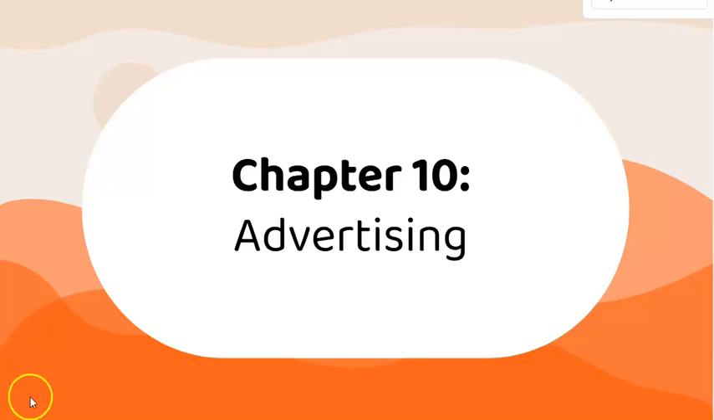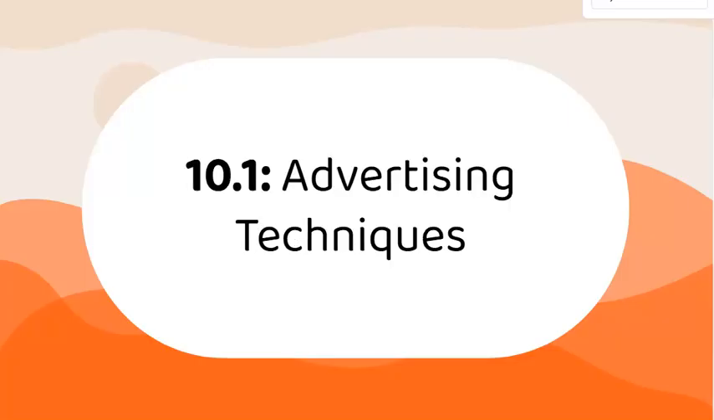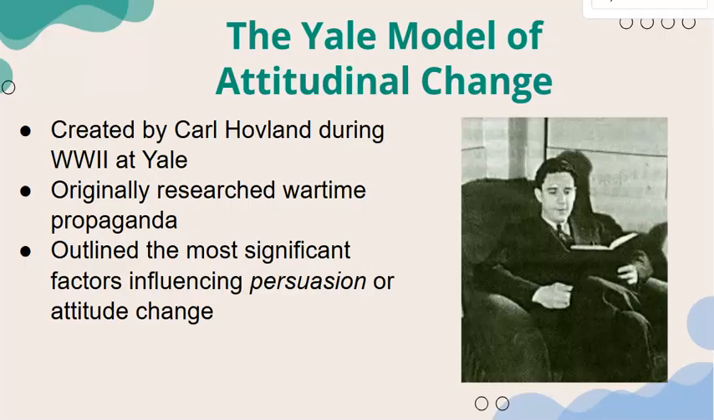I actually love this chapter. It's one of my favorites. We're going to talk about advertising. Now, 10.1 gets into some advertising techniques. First of all, we're going to learn about something called the Yale model of attitudinal change.